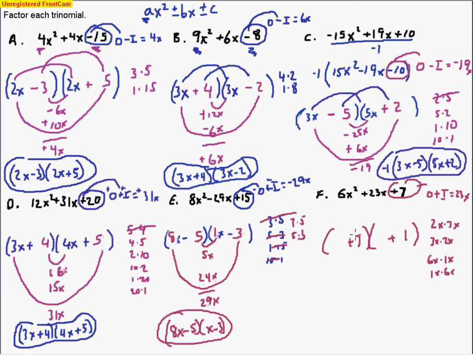So I just try different options until one works. Let's try this first one, 2x and 3x. When I check, the outside terms make 2x, the inside make 21x, and they do add to make 23x. So it works, and we got it: (2x plus 7) and (3x plus 1).